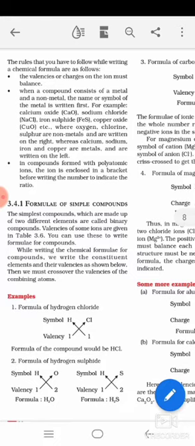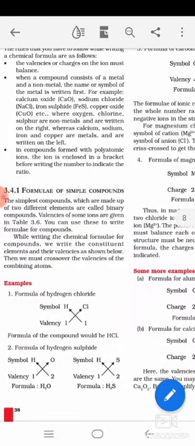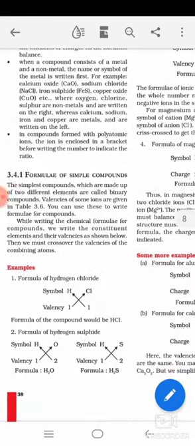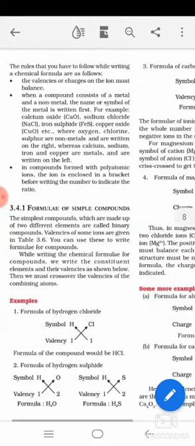And then only the non-metal will be written. That means A plus B gives AB. Again, if A is a metal and B is a non-metal, then our formula will be AB. Suppose B is a metal and A is a non-metal, then our formula is what? A plus B gives BA, because B is a metal. I think you may be clear. Metal will be written first.